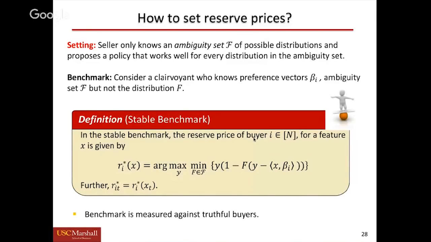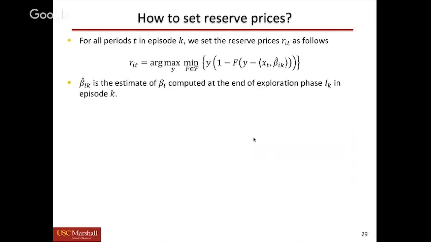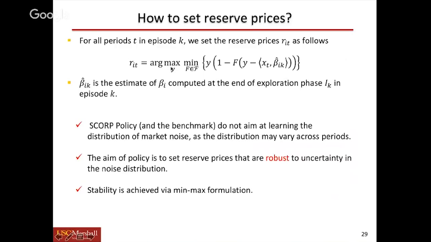Okay, so going with this benchmark, the way that we set the reserve prices is we use the estimate beta hat instead of beta, but we try to maximize the worst-case revenue over all the distributions coming from this ambiguity set. We call it stable CORP because it's stable against all the possible choices of distribution coming from this family. Is that hard to solve, in practice? You mean computationally? Yeah. It depends on what F is, but let's say over the space of all normal distributions.